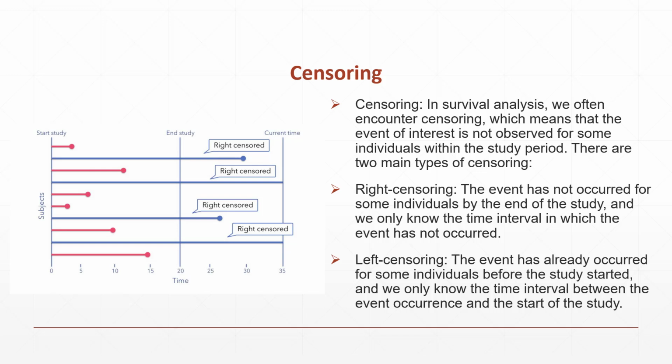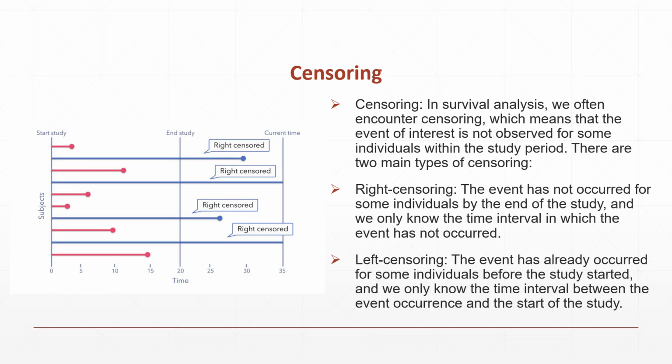However, real-life data is not always straightforward. In survival analysis, we often encounter what's called censoring. This happens when we don't have complete information on some individuals in our study. There are two types of censoring we commonly encounter. The first type is called right censoring.